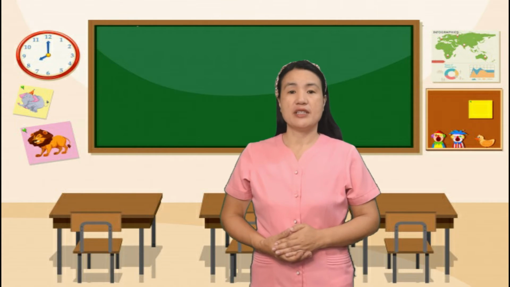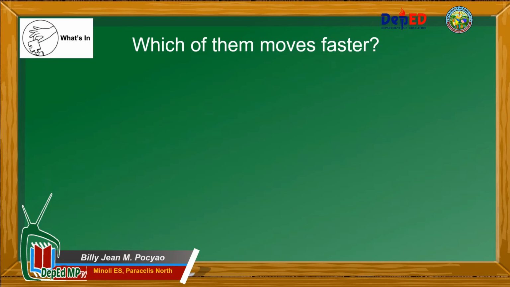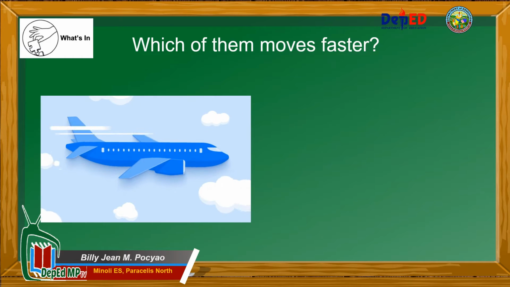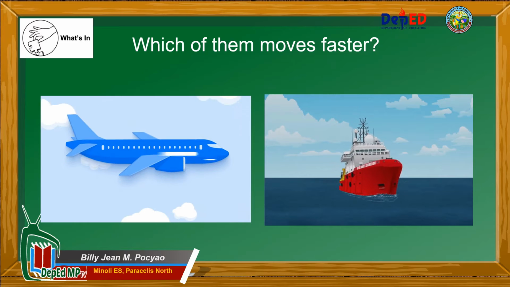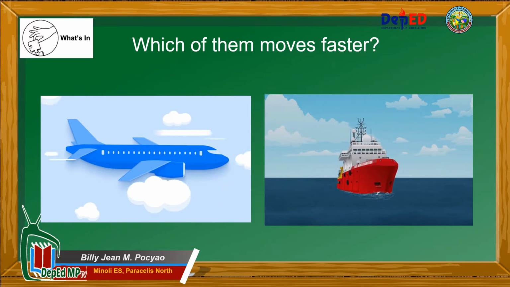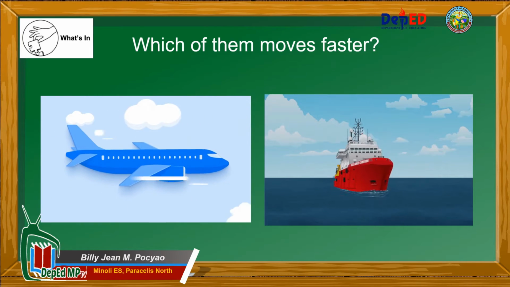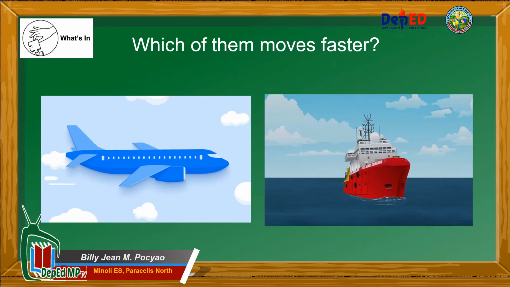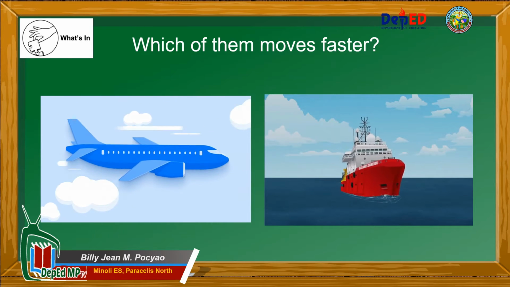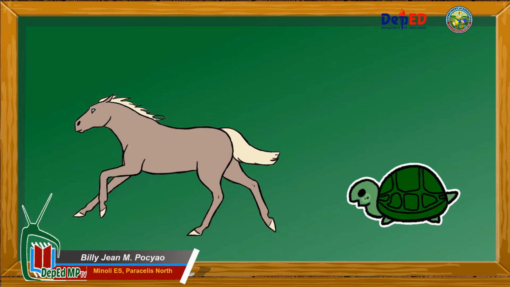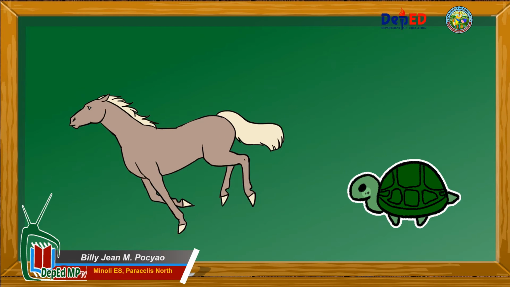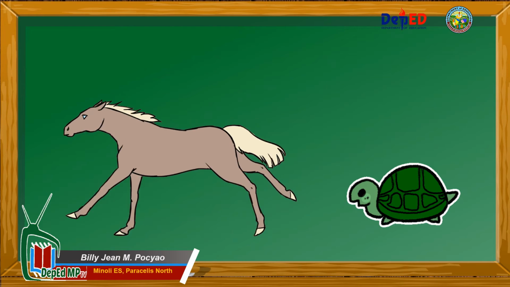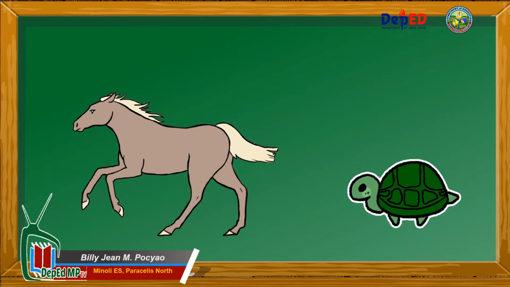Let's find out. Imagine yourself riding in an airplane going to Cebu or riding on a ship going to the same destination. Will you arrive first riding in an airplane or in a ship? Which of them moves faster? Why? Look at these animals. Compare the speed of the running horse to the speed of the running turtle. Which of them runs faster?